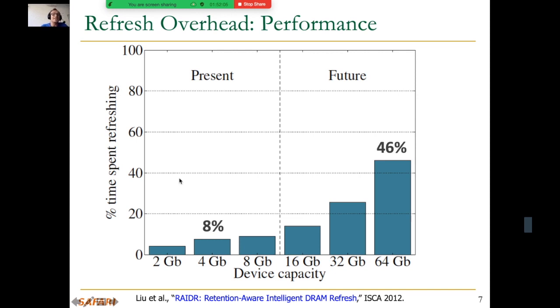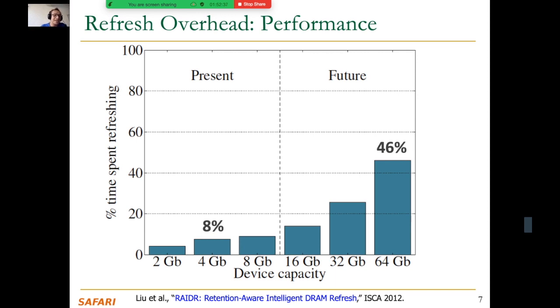So let me depict what we had done in 2012. This is a paper that we wrote when we first started looking into refresh. And we basically said what I just said earlier. As device capacity increases, refresh will become a bigger problem. And this is a good function of an architect, in my opinion. Educate the community about up-and-coming problems in the future. In this case, we said that today, at 4 gigabit DRAM chips, refresh consumes 8% of the time, meaning 8% of the time you cannot access the device because it's doing refresh.